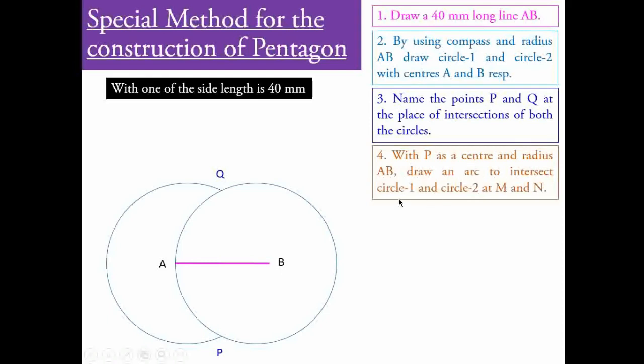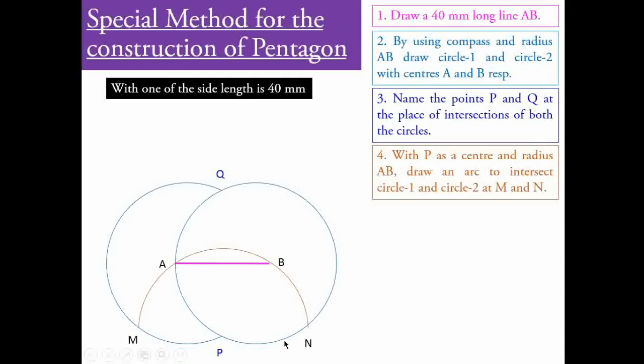The fourth step will be, with P as a center and radius equal to AB, draw an arc to intersect circle 1 and circle 2 at points M and N. Means we have to consider point P as a center, and this distance P to A or P to B, with the help of the compass we have to consider as a radius, and draw the arc. It will intersect with the first circle and second circle. At those places we have to name the points M and N.